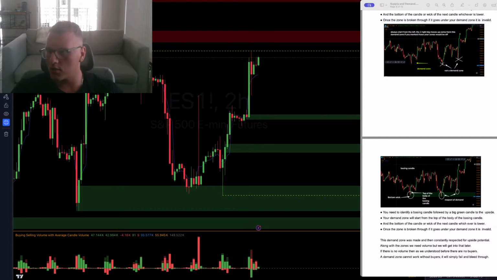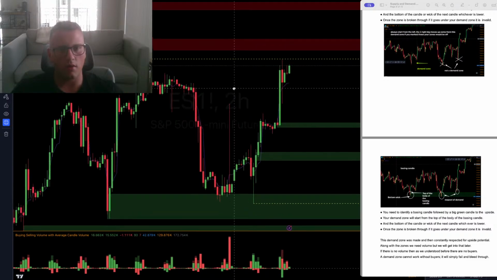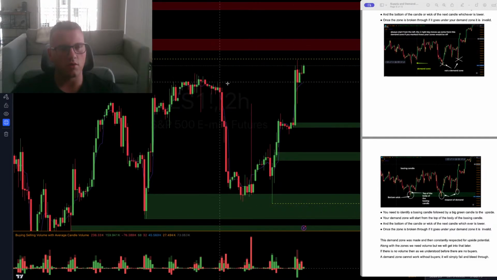And I also marked, let's see what this is, 51.40 in here. I believe they hit together. Was a previous supply zone in here.